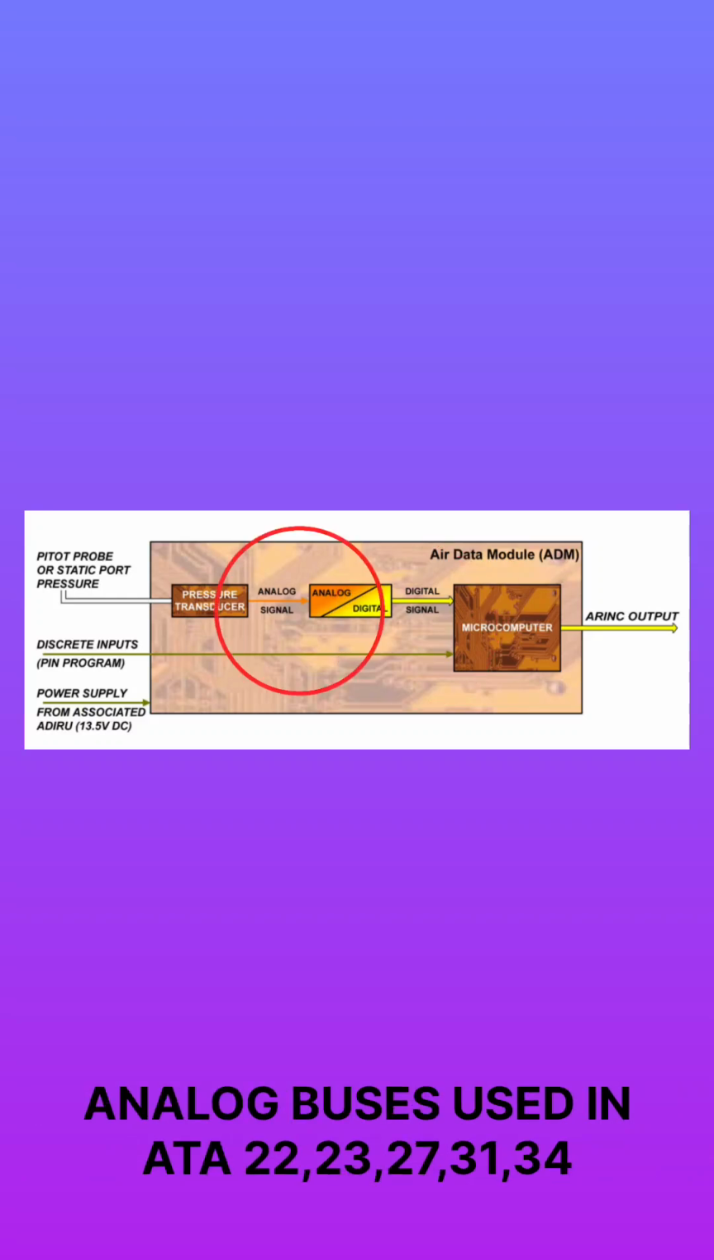This is your analog signal or buses, you can say, used in ATA 22, 23, 27, 31, 34. These buses generally refer to the transmission and processing of raw non-digital electrical signals between the aircraft sensors and analog adaptation cards and computing systems like the flight warning system and the system data acquisition concentrator unit. Here I can take one example: analog buses are used for low volume devices and time critical functions like transferring the throttle lever position to the flight management computer.